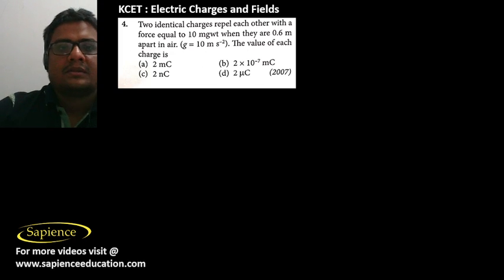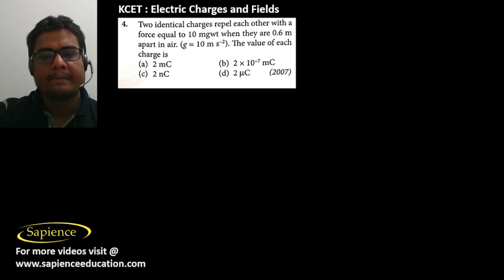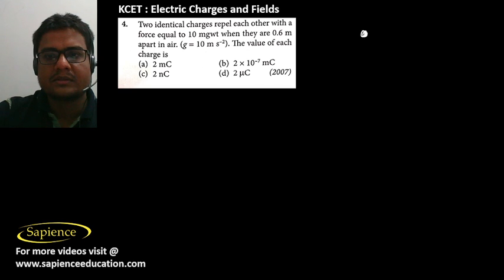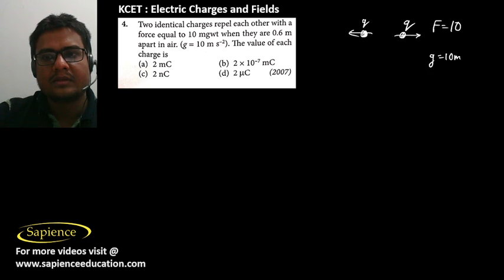In question number 4 it is told that two identical charges repel each other with a force equal to 10 milligram weight. Identical charges, if their charges are equal, they repel each other. The force equal to 10 milligram weight means, and g is equal to 10 meter per second square.